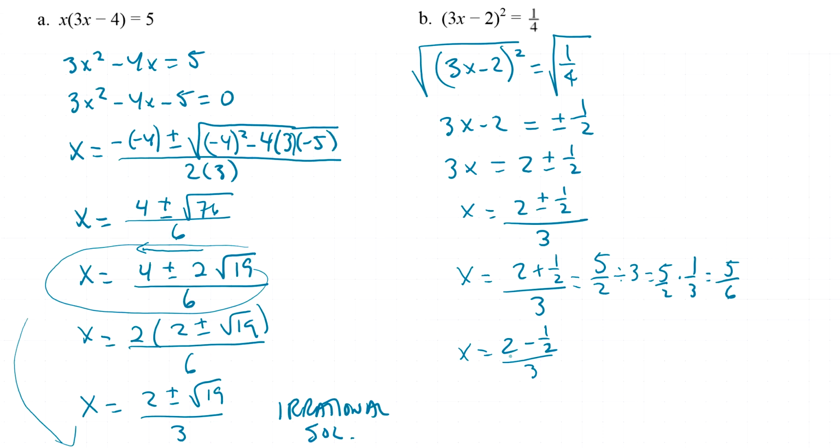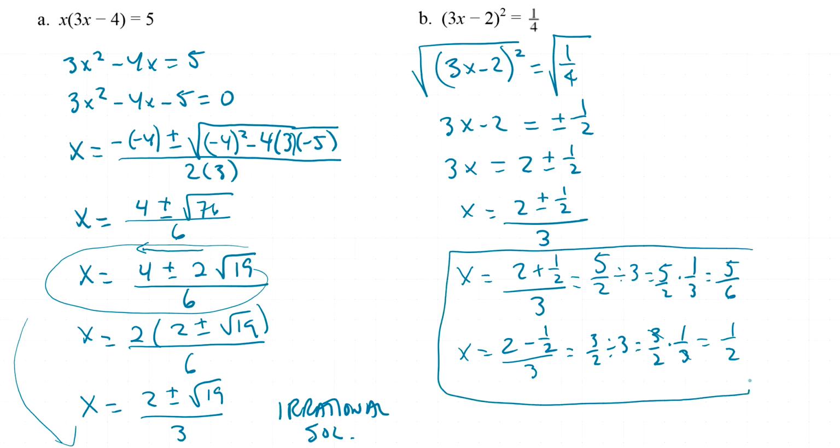This is going to be 4 halves minus 1 half, which is going to be 3 halves. And this is going to be 3 halves divided by 3, which is really 3 halves times 1/3. The 3's cancel, and so your answer is 1 half. And again, you could punch these on your calculator and make them decimals. I'm just practicing working with fractions. So these are definitely rational numbers because we have ratios of integers, rational numbers.